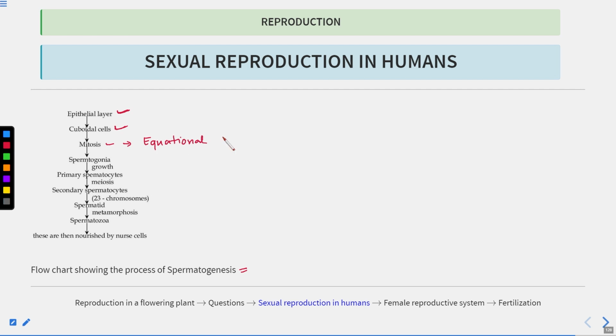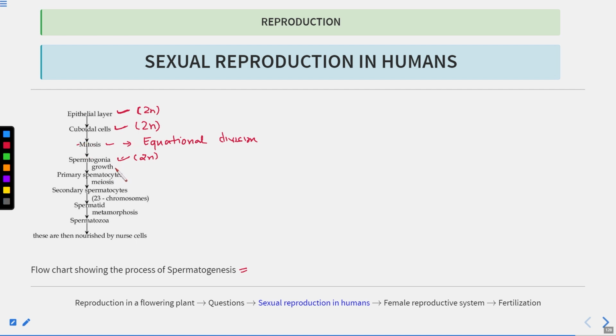Okay, this is known as the equational division. These epithelial layers, or these cells here, are all diploid initially, meaning they contain two sets of the chromosome. By mitosis in the germinal cells, spermatogonia are first formed. Spermatogonia will again be diploid only, because they are formed by mitosis.